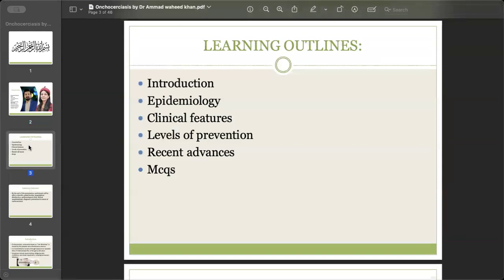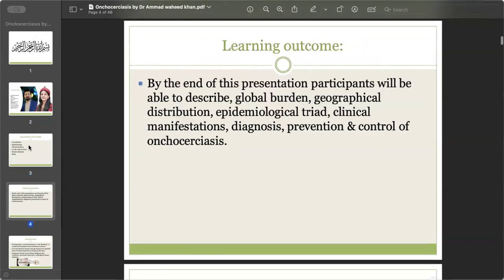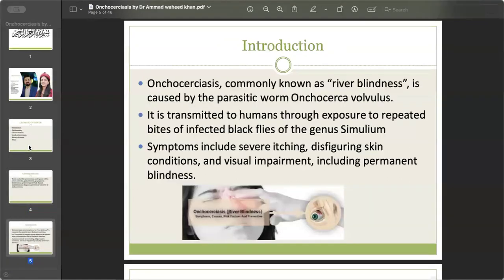Learning outlines: introduction, epidemiology, clinical features, levels of prevention, recent advances, MCQs. Learning outcome: by the end of this presentation, participants will be able to describe global burden, geographical distribution, epidemiological triad, clinical manifestation, diagnosis, prevention, and control of onchocerciasis.